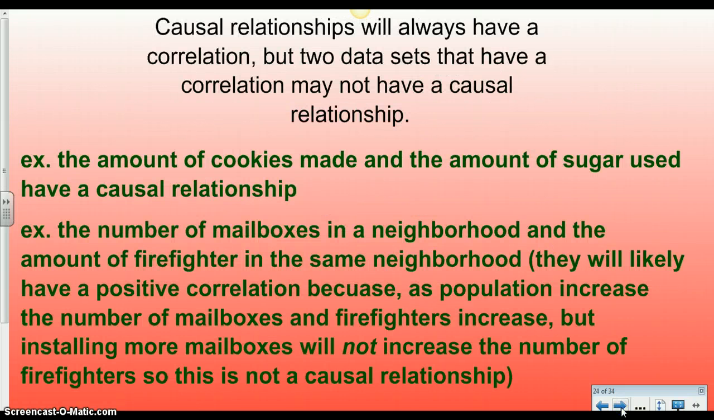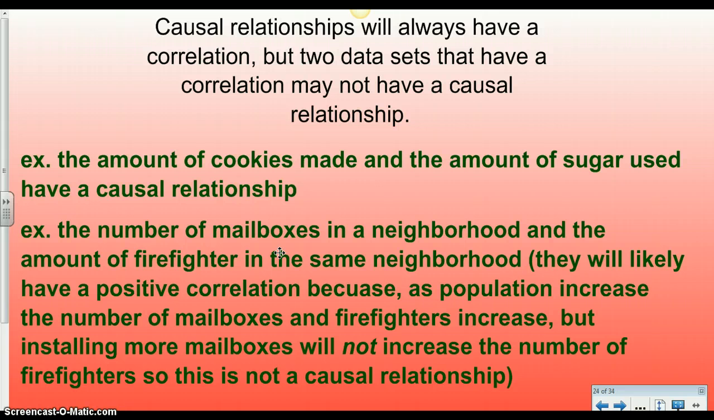So causal relationships will always have a correlation, but two data sets that have a correlation may not have a causal relationship. In other words, causal relationships always have a correlation, but just because they have a correlation doesn't mean they're causal. An example would be the amount of cookies made and the amount of sugar used. That's a causal relationship because if you make more cookies, you'll need to use more sugar. They affect one another.